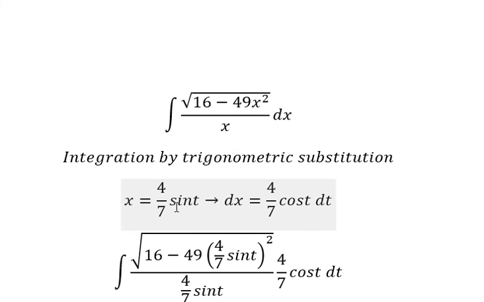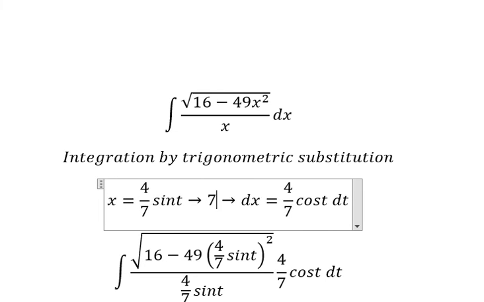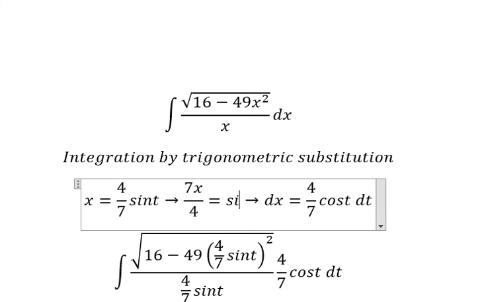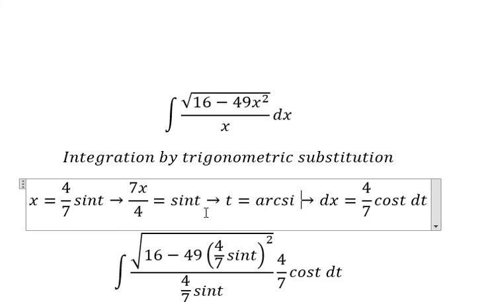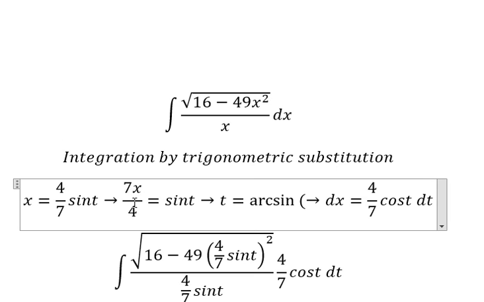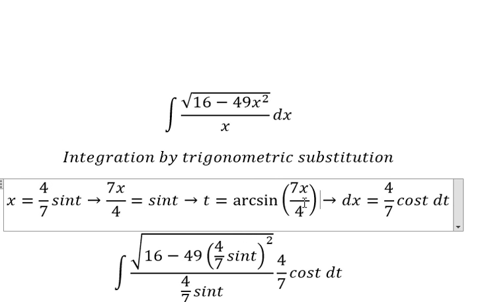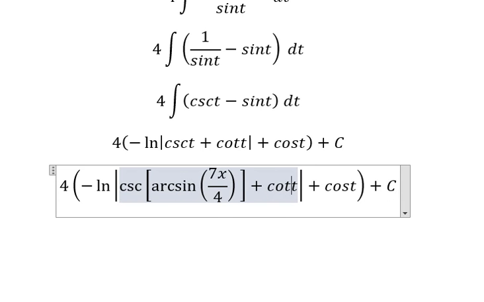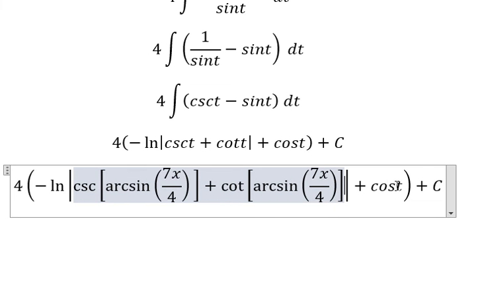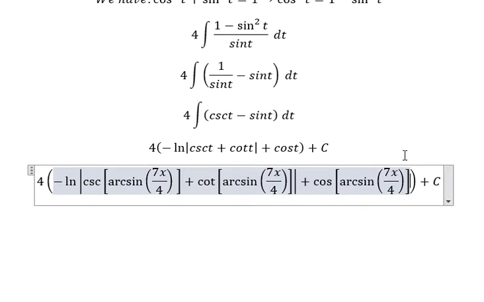About t, that is this one. So we put 4 over 7 to the left, and you get 7s over 4 equals sine t. And we get t equals arcsine of 7s over 4. So I will put this one to change for t. And this is the final answer.